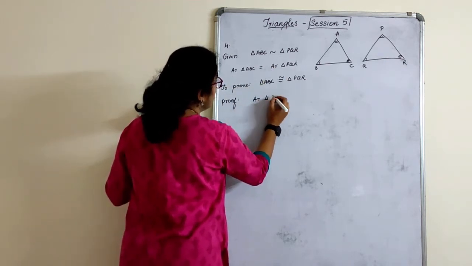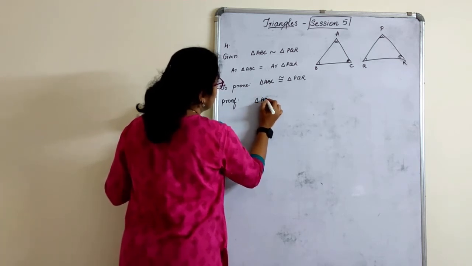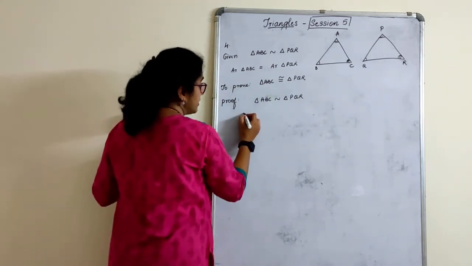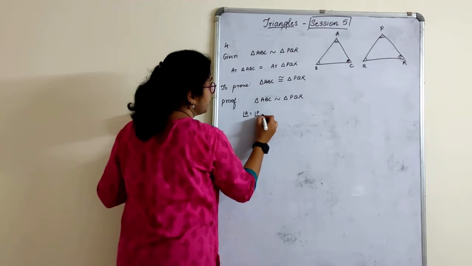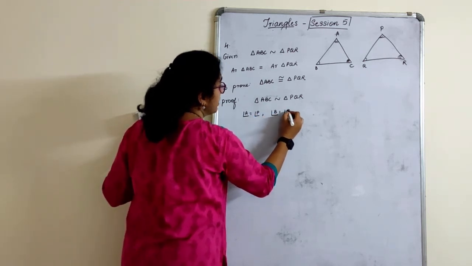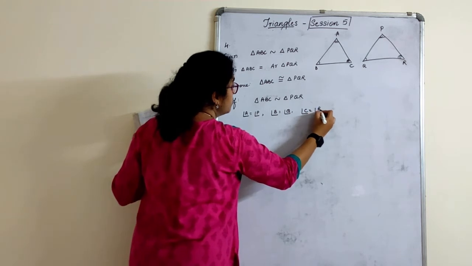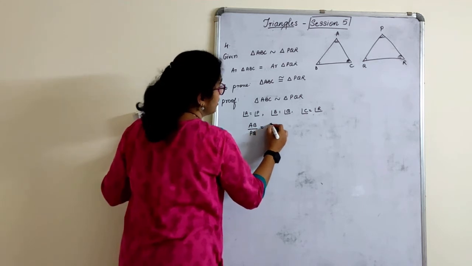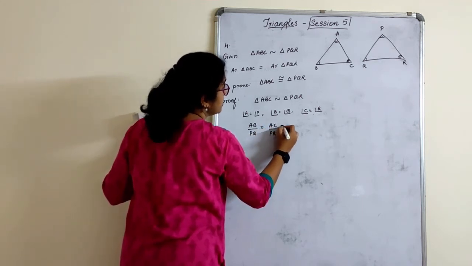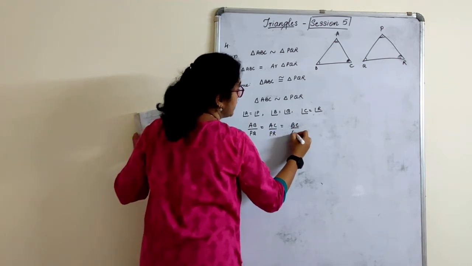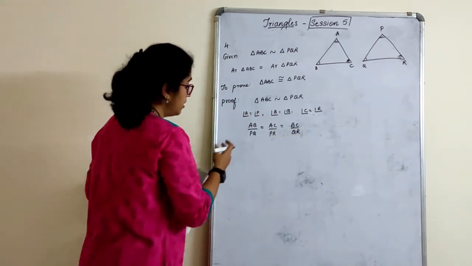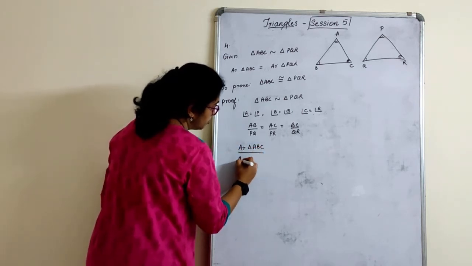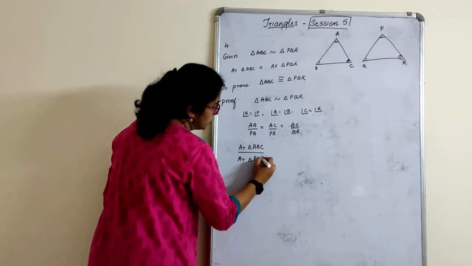Area of triangle. Triangle ABC is similar to triangle PQR. Write all the things. Angle A is equal to angle P. Angle B is equal to angle Q. Angle C is equal to angle R. Then AB by PQ is equal to AC by PR is equal to BC by QR. This much is known. Next, they have given area of triangle ABC to area of triangle PQR is equal to.